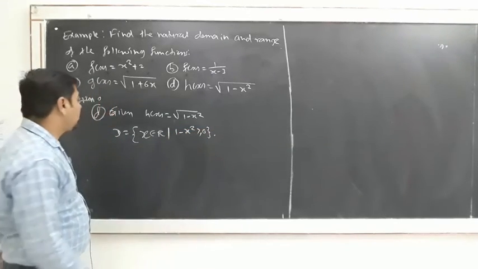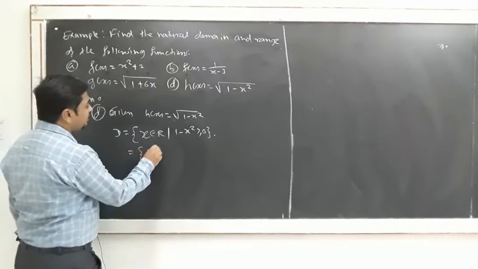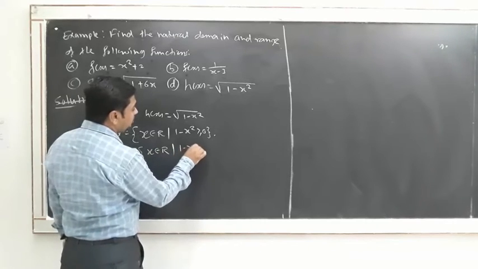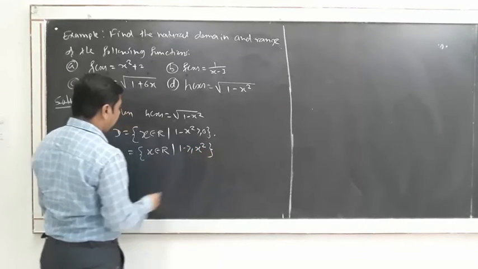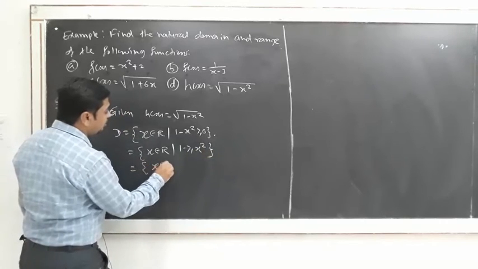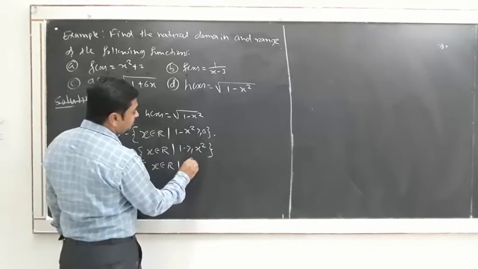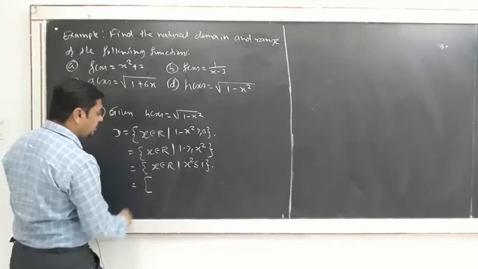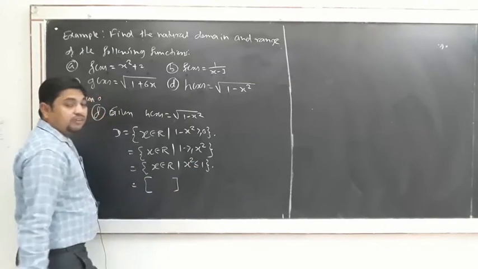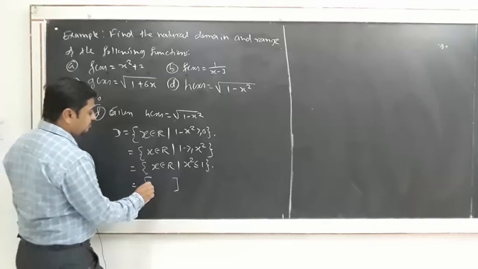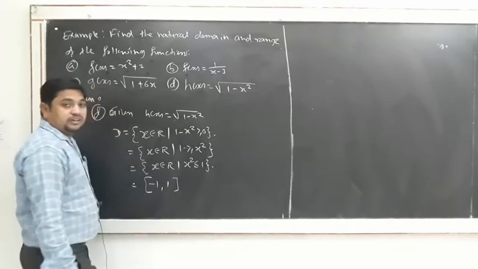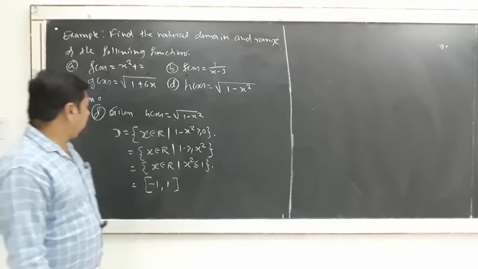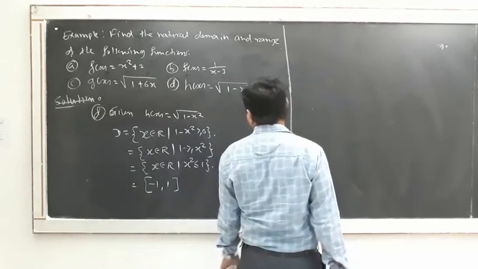That means 1 minus x square is greater than or equal to 0. Here the function is defined, and this can be written like this, that is 1 is greater than or equal to x square. That means all x belongs to R such that x square is less than or equal to 1, and if you find the answer for this by using our inequality, you will get minus 1 to 1. This set will be minus 1 to 1. Okay.